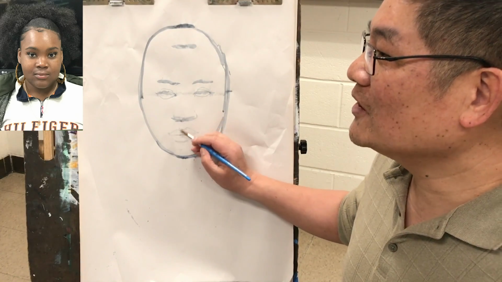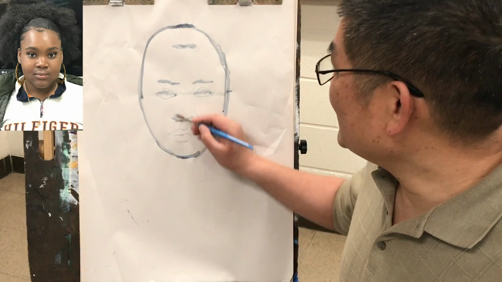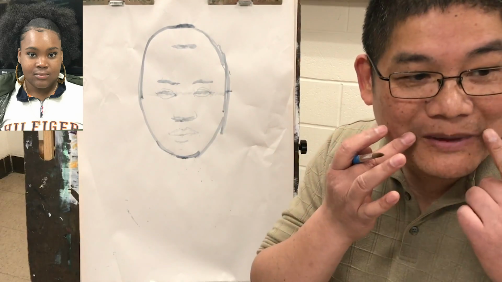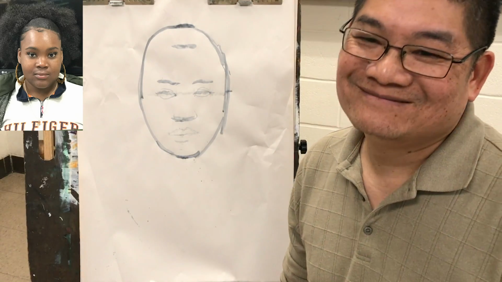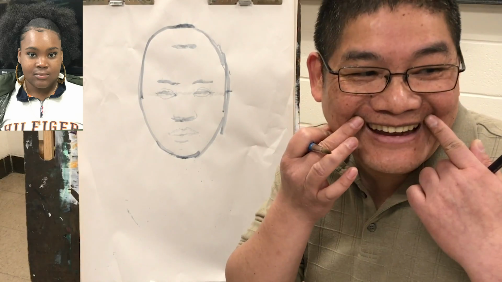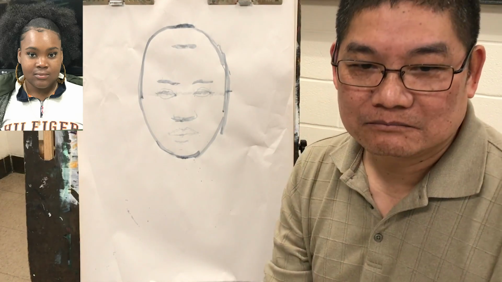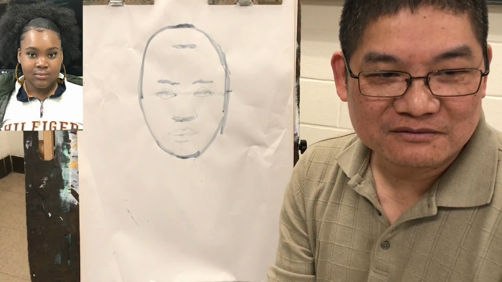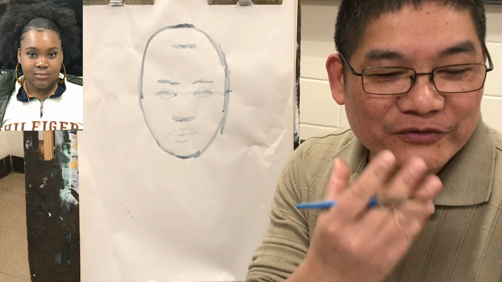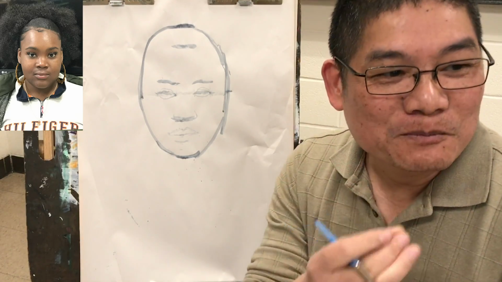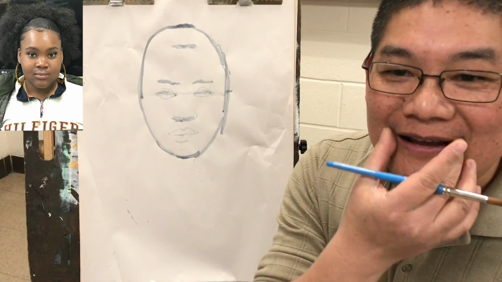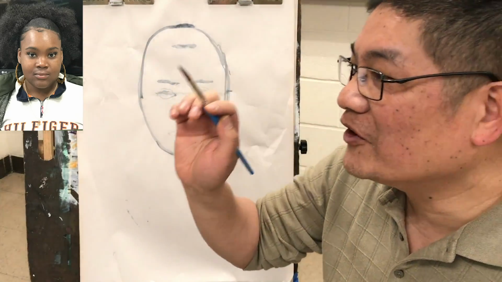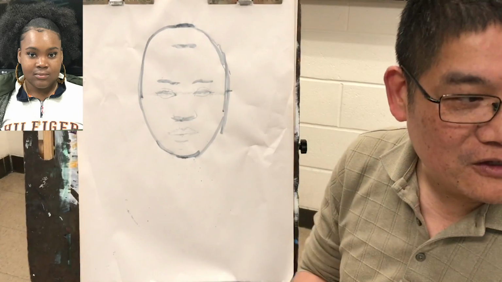Compare the nose with the mouth, or compare the eyes with the corner of the mouth. When you're happier, it's a little bit wider, right? When you're sad or angry, it's a little bit smaller. So you're going to capture the mood of the person by judging the corner of the mouth. For her, it's just a little bit wider than the width of the nose.